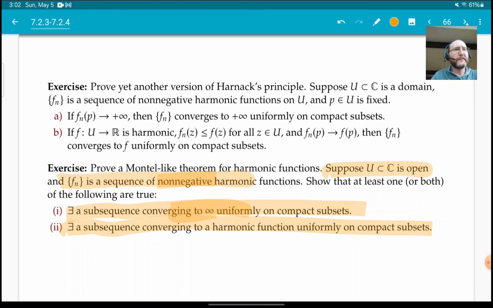So next time what we're going to talk about is extending harmonic functions, so either isolated singularities or the Schwarz reflection principle, so extending along a boundary, defining harmonic functions on a larger domain, basically. That's what we're going to look at next time. All right, so see you then.